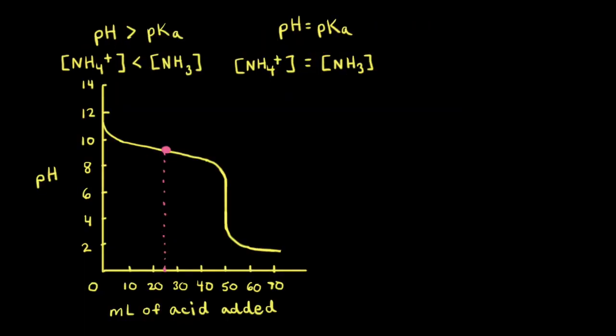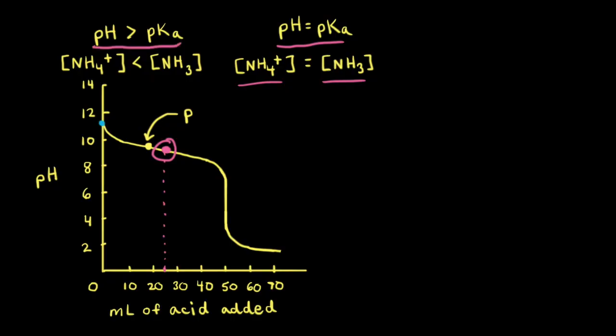Next, let's think about how our titration curve can tell us about the relative concentrations of our weak conjugate acid-base pair. We know that at the half-equivalence point, where the pH is equal to the pKa value, the concentration of ammonium cations is equal to the concentration of ammonia. So let's think about a point just to the left of our half-equivalence point, which I'm going to call point P. At point P, the pH is greater than the pKa value.